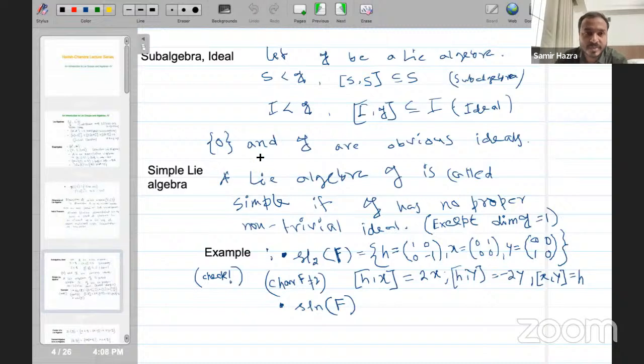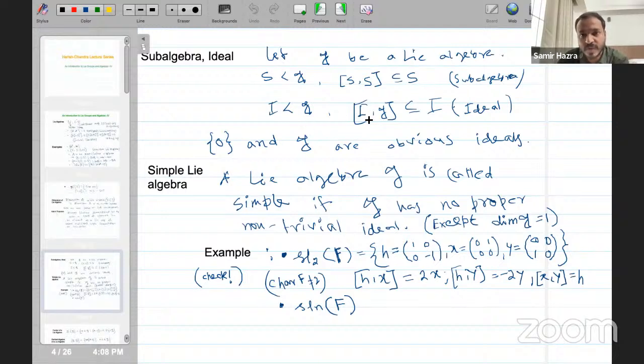Well, subalgebras and ideals are defined analogously to groups and rings. If G is a Lie algebra and S is a subspace of G, and the bracket [S, S] is inside S, then S is called a subalgebra. The bracket [S, S] is defined as follows: you take any element X of S and an element Y of S, and then take all possible linear combinations, that is, the span of elements of the form [X, Y]. That is again a subspace, and if that space is inside S itself, then we call S a subalgebra.